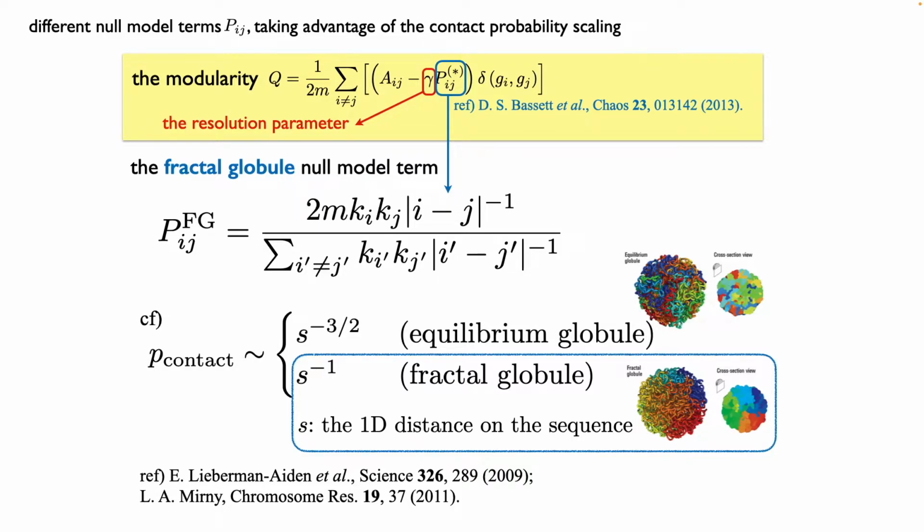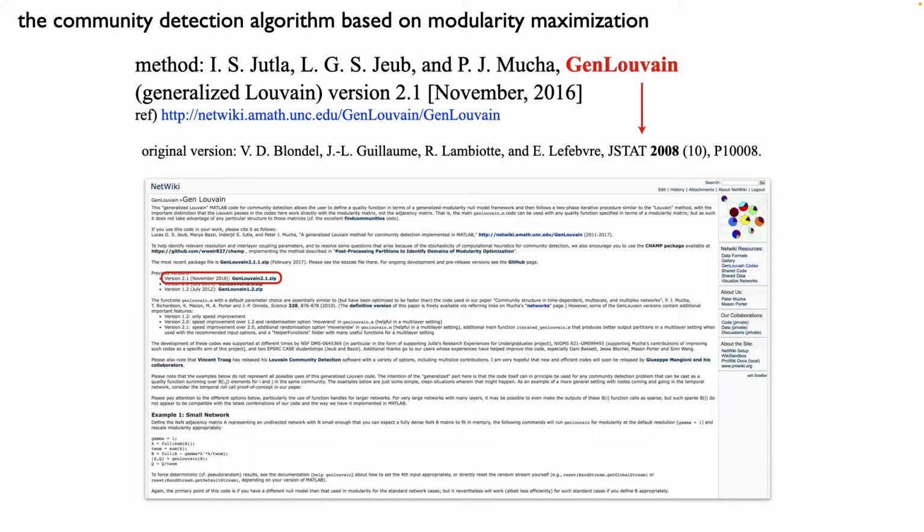Moreover, thanks to the studies on this contact probability scaling as a function of the sequence distance, we know that the background interaction between the two loci follows this so-called fractal globule scaling, with the contact probability inversely proportional to the 1D distance. So we use this fractal globule null model term composed of both the overall interaction strength for each node and this scaling behavior depending on the distance in the modularity function throughout this study.